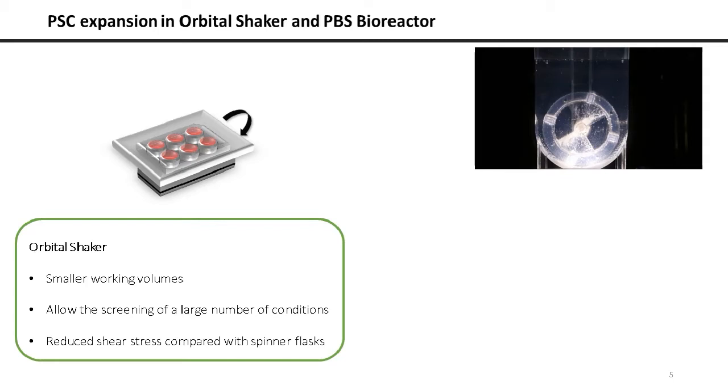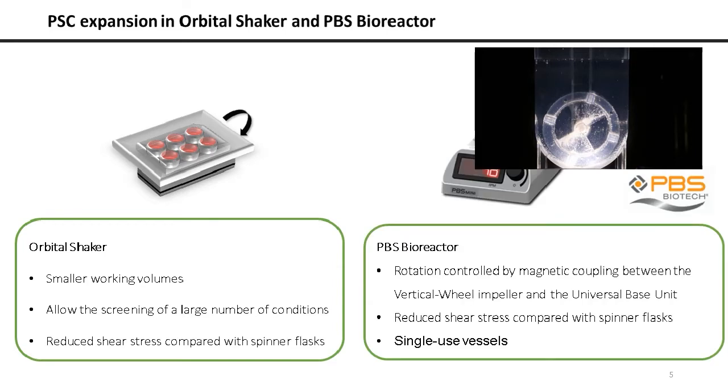But still, we wanted to scale this up to a bioreactor. For that, we use the PBS Biotech bioreactors, which have a rotation controlled by magnetic coupling between the vertical wheel impeller, which is like a hamster wheel impeller, and the base unit. The shear stress produced by this bioreactor will be lower than the ones produced by, for example, a spinner flask. Another advantage is that we are working with single-use vessels, so it's easier to do the process over and over again.